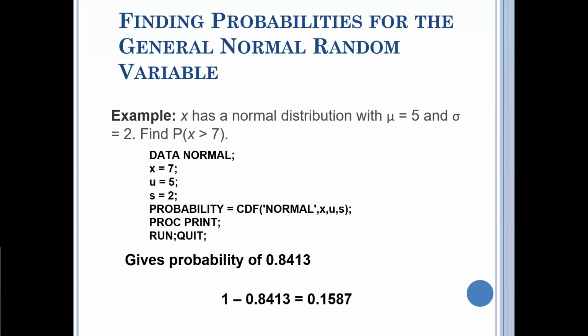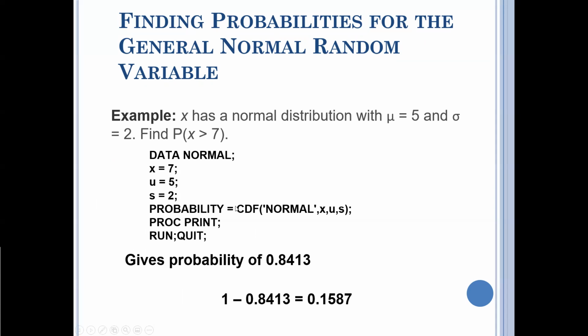Here's another simple example, right? X has a normal distribution, mean of 5, standard deviation of 2. Now we want to find the probability that X is greater than 7. Well, that's easy. We plug in 7, the 5, and the 2 into our CDF. We get a value of 0.84, but because this is a greater than, we simply have to do 1 minus it.